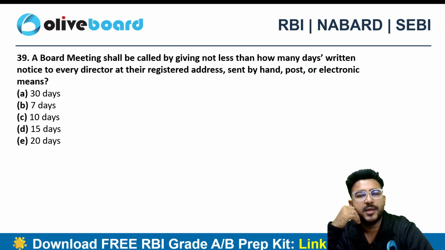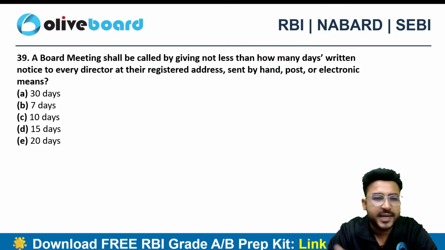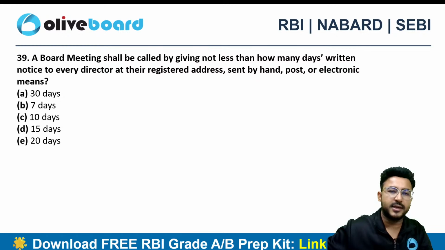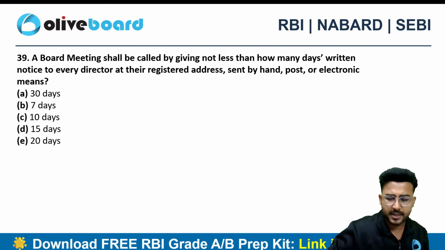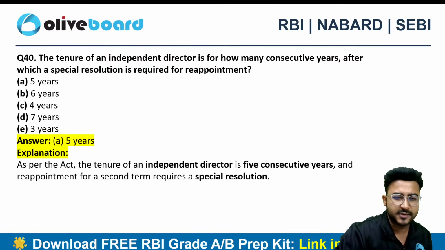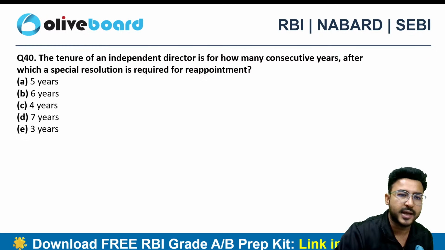A board meeting shall be called by giving not less than how many days written notice to every director at the registered office? I think this is a repeated question. The correct answer is 7 days, right? We have done it. 7 days is the correct answer.